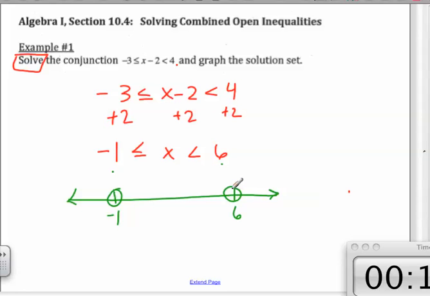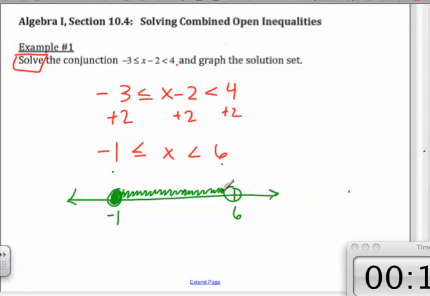The first one, you can see that x is greater than or equal to negative 1. So I'm going to color in the negative 1 like that, and then I'm going to shade to the right because x is greater. But then on the left it says I'm going to keep going until I get to the 6 and I'm going to stop. Don't circle it. Should I fill it in? No, because it cannot be equal to 6.